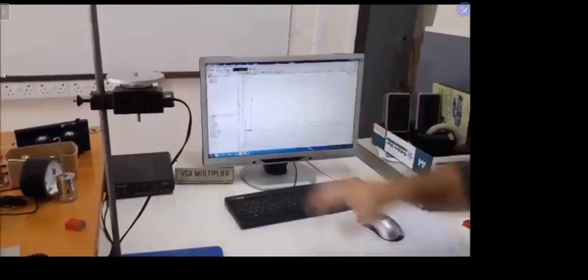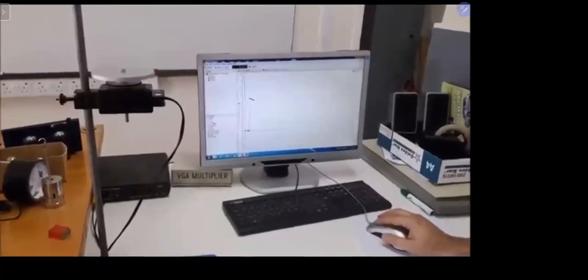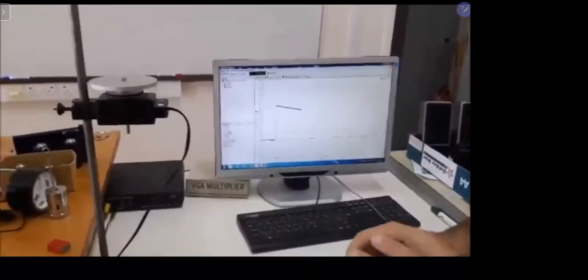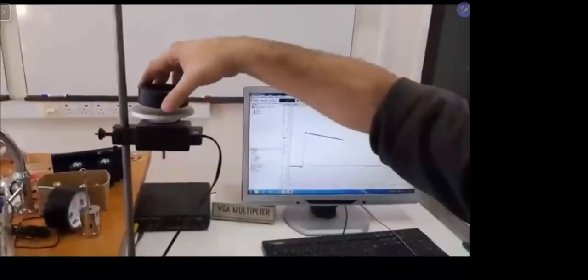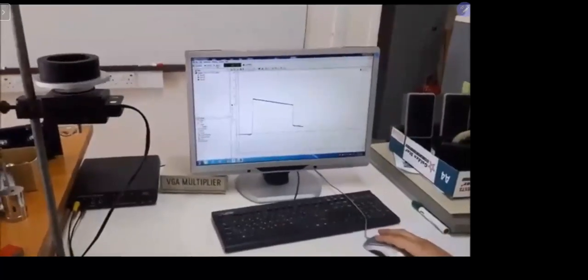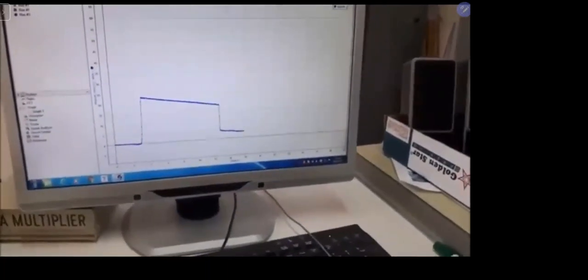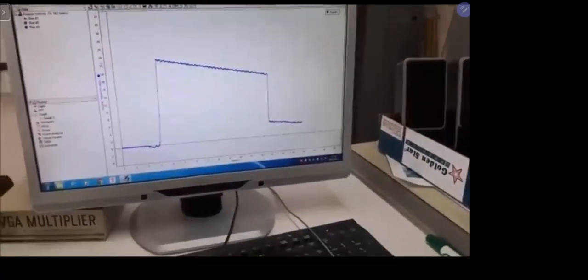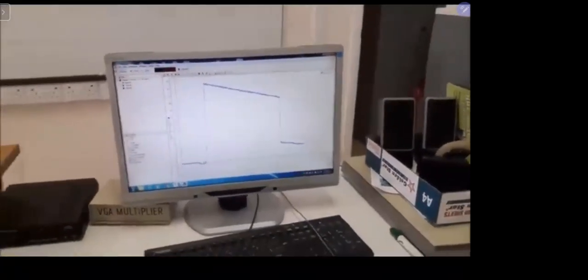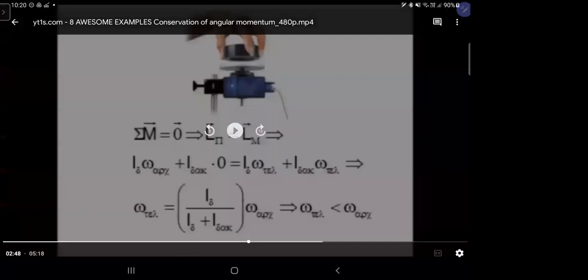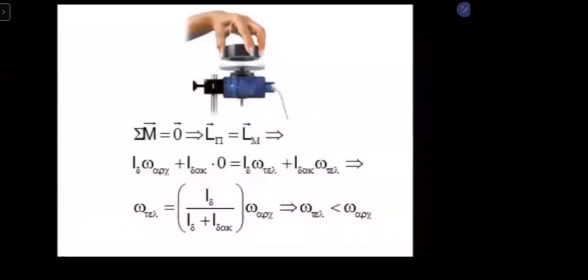He rotates the disk with the hand, it's spinning. So omega is decreasing slowly because friction is there. But when he keeps the mass, suddenly omega drops. You can see it slows down. And look at the graph, omega suddenly drops. Like this. So I1 omega 1 is equal to I2 omega 2. So the total angular momentum, on the other side, total moment of inertia.